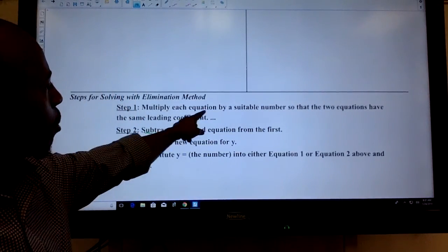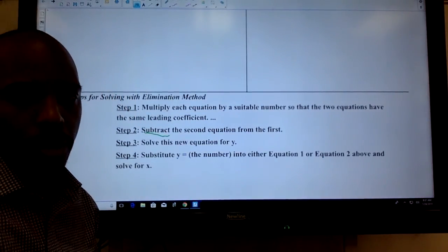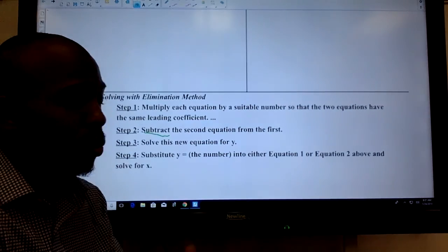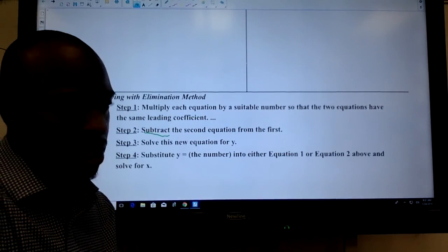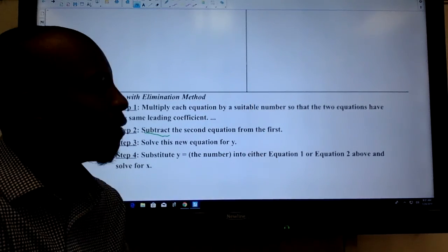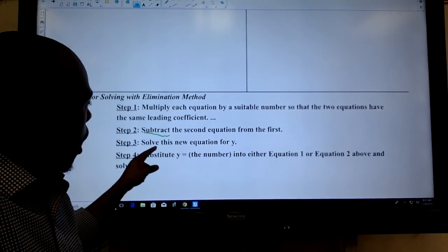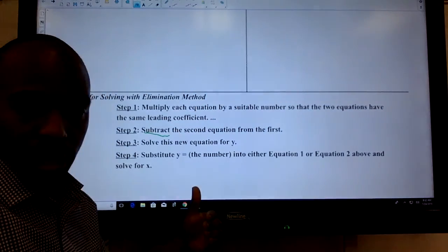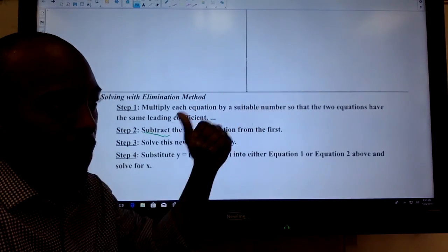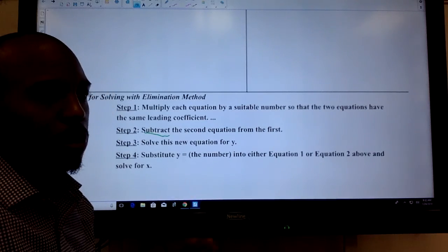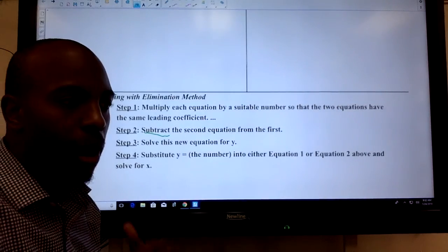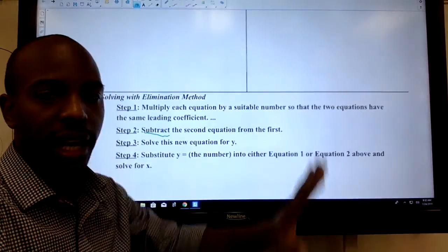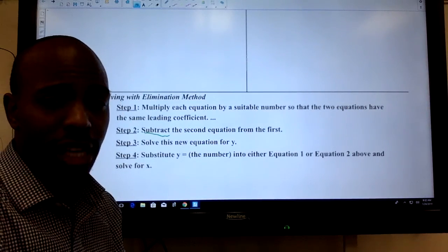So first, we're going to multiply each equation by a suitable number, so that the two equations have the same leading coefficient, either in the x or in the y. They need to have the leading coefficient the same, either in the x variables or in the y variables. If they both already have the same number, 6 and 6, so you have 6x on the top and 6x on the bottom, then you don't have to multiply by anything. They already are set up to allow you to just subtract the bottom one and cancel out the x's. Your goal is to cancel out a variable.